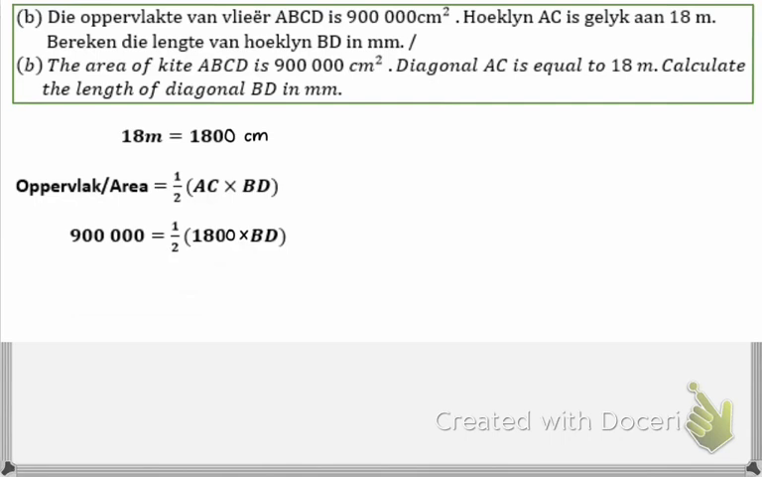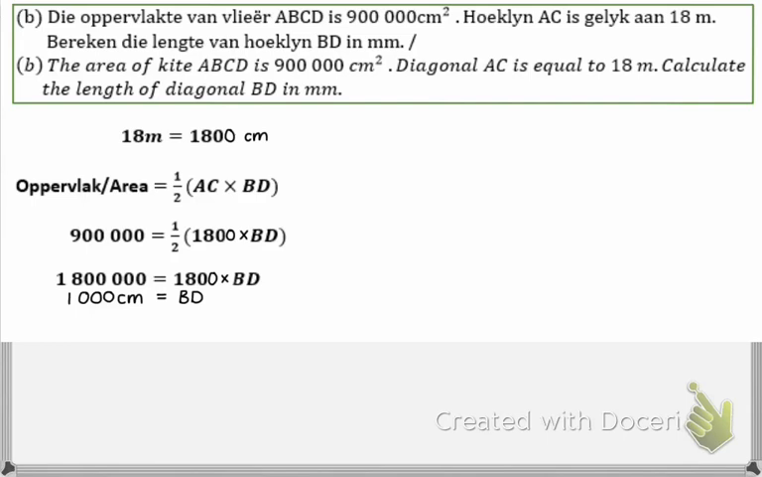To get rid of the half, I must divide with a half on the other side, on the left-hand side. So 900 divided by a half is 1,800. So on the right-hand side now, I only have that 1,800 times BD left. Now to get BD alone, I will divide on the left-hand side with 1,800, and that's going to give me 1,000 centimeters. But the question was, we must give the length of diagonal BD in millimeters.